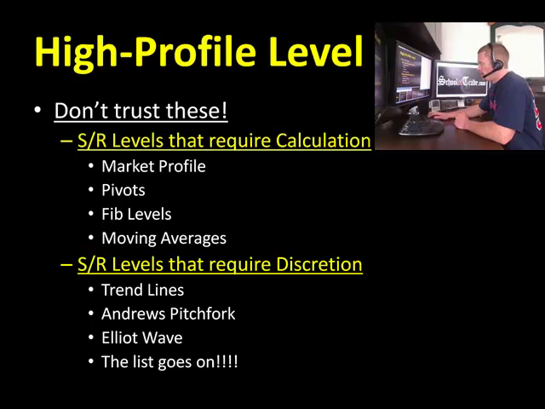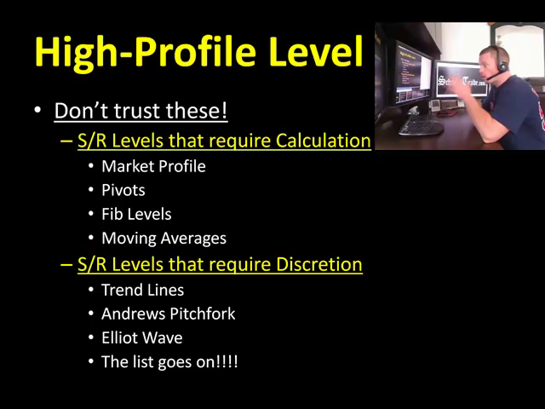Okay, now there are some levels, right? They're not all created equal. Some levels are better than others. Okay, now I don't trust any support and resistance levels that require calculation. Okay, I don't trust them. If it requires a calculation, that means A, a human being could use them wrong, right? B, there might be more than one calculation. And C, right, the simple fact it's a calculation means, right, that everyone has a chance to have different levels.